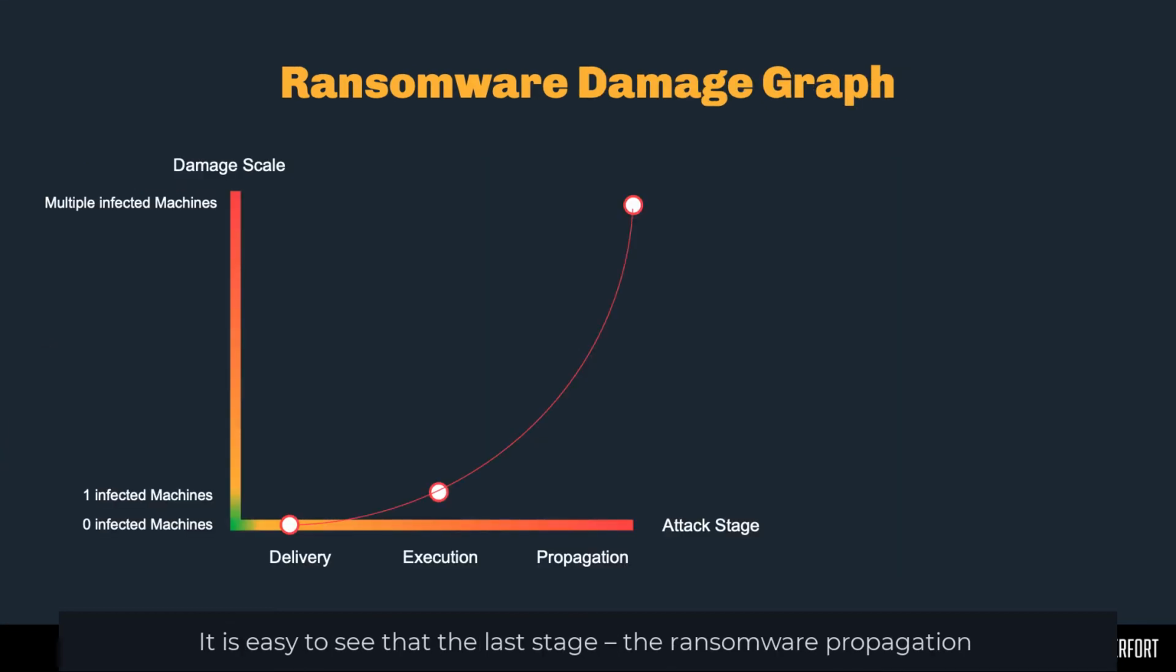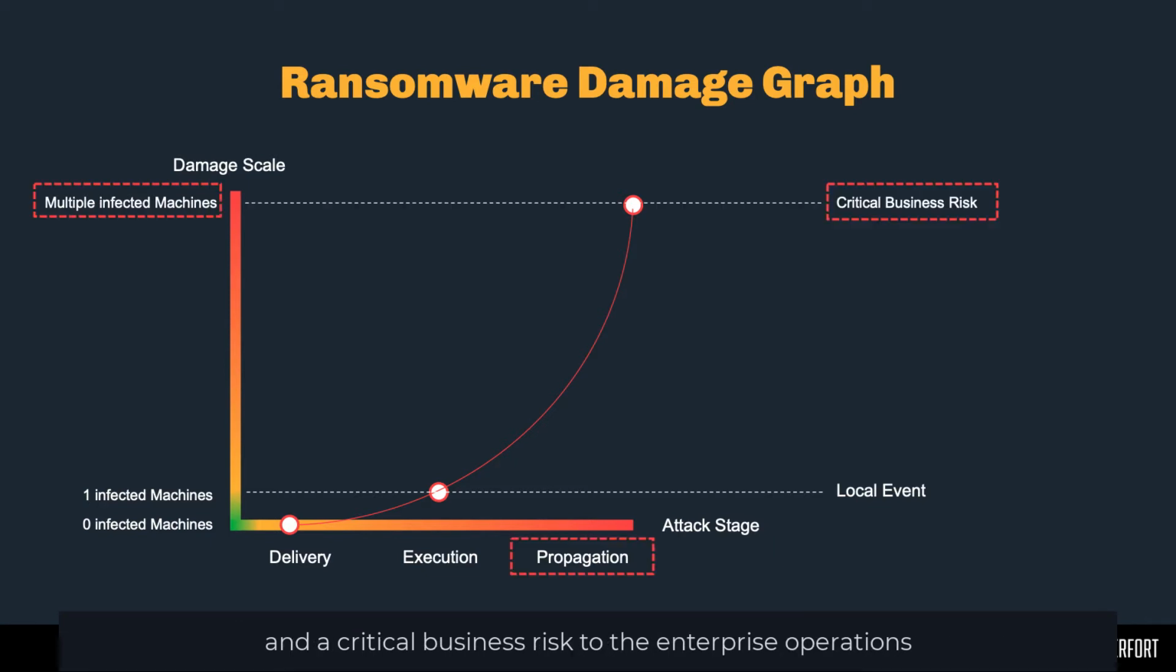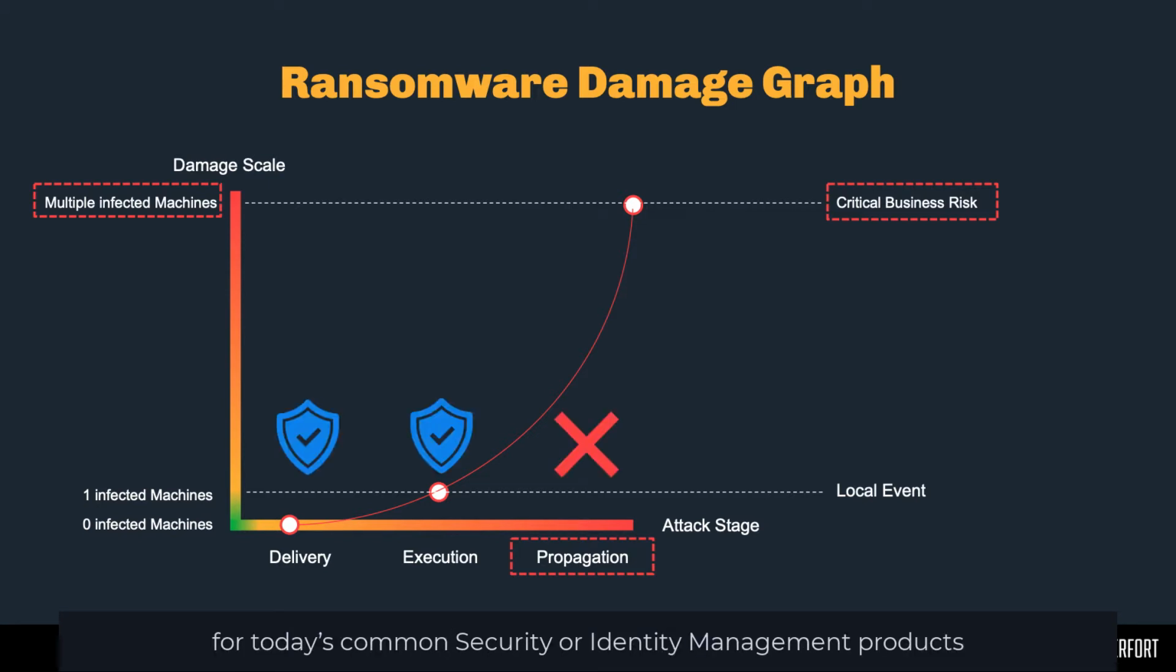It is easy to see that the last stage, the ransomware propagation, is what makes the difference between a local event with limited scope and a critical business risk to the enterprise operations. However, this propagation is a blind spot for today's common security or identity management products that lack the ability to detect that such propagation is attempted and block it. As a result, any ransomware payload that succeeds in bypassing the delivery and execution security controls can propagate uninterruptedly within the environment and cause mass damages.